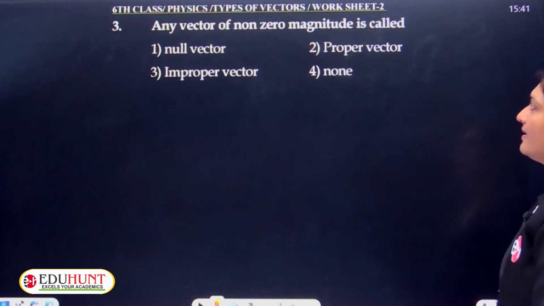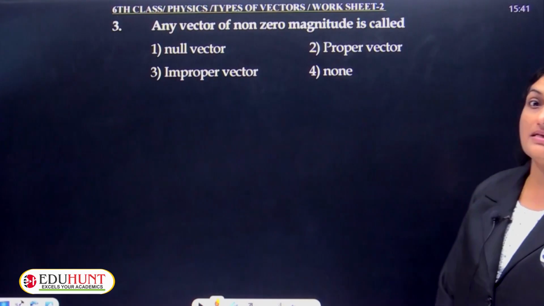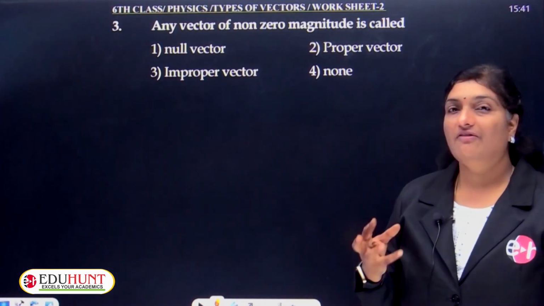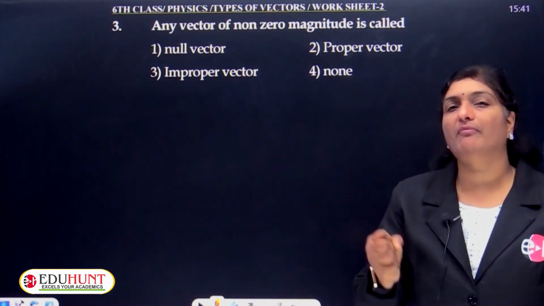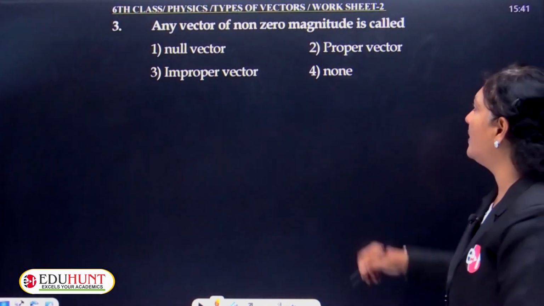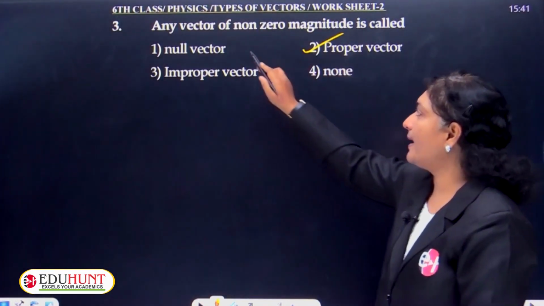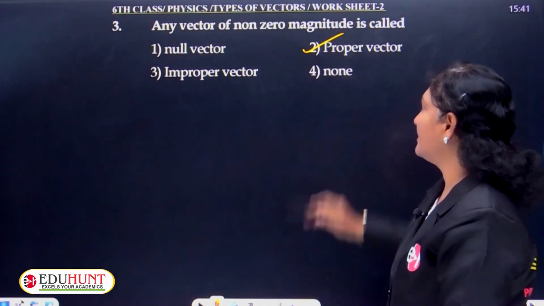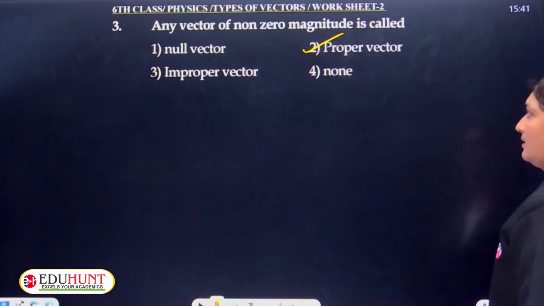Moving to the third question, any vector of non-zero magnitude is called a proper vector. If any vector is having some amount of magnitude, then it is called a proper vector. Zero magnitude means null vector. Some magnitude means proper vector.